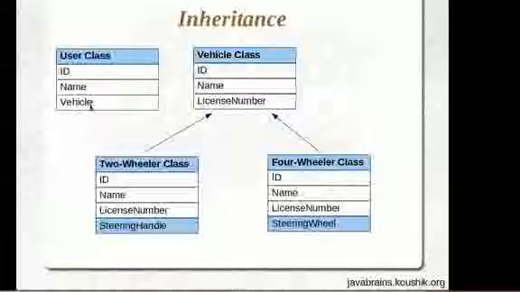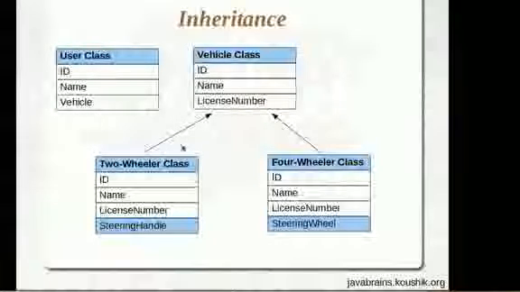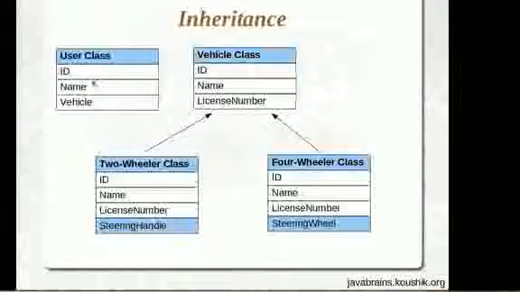Now the problem is, say I want to persist this user class and it has a reference to, say, a two-wheeler. Now when I'm saving this user class to the database, how would I map out this relationship? Say I have three tables here.